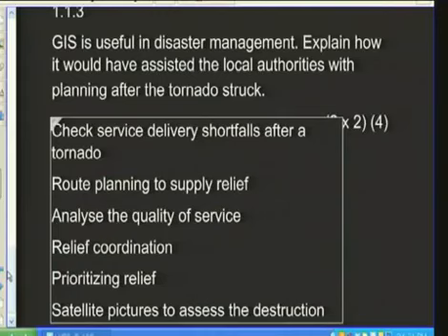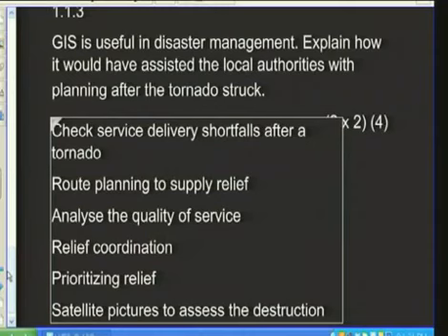So we could check things like service delivery shortfalls. That would be things like access to water, access to electricity and communications, taking away of waste materials, supplying the survivors with food and with medical care, that sort of thing. Route planning to supply relief. What's the best route to take? What's the quickest route? The easiest route to get into that area.